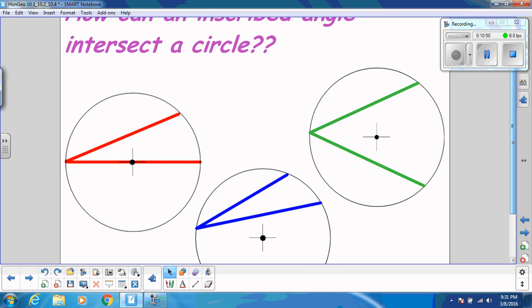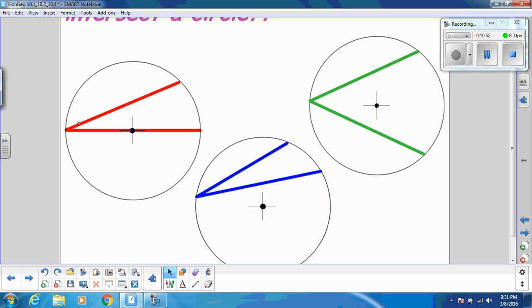So you can see that an inscribed angle, one of the sides of the angle can go right through the center, like in this red one. Both sides of the angle could straddle that center, like in this green one, or they could be on one side of the center or the other, like in this blue one. There are lots of different ways those inscribed angles can happen, but notice in all of these situations that the vertex is actually on the circle. Okay. So just to give you an idea of what you might see in future diagrams.